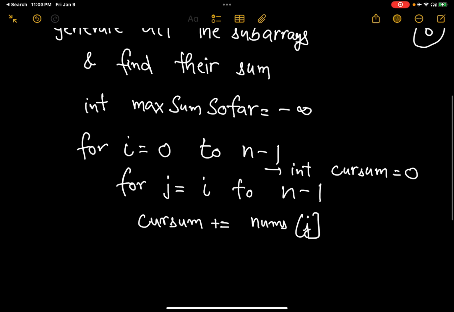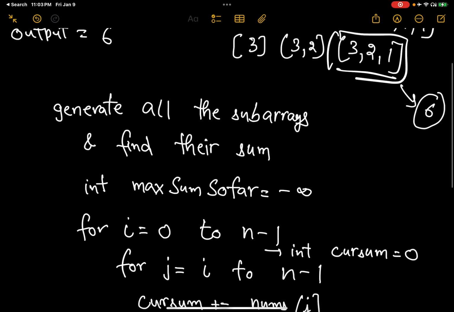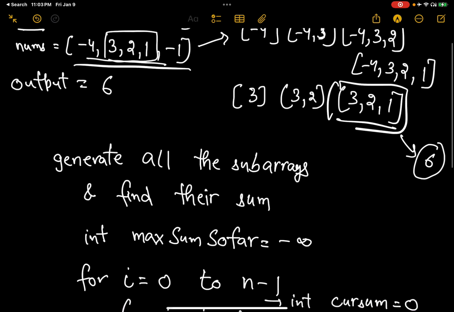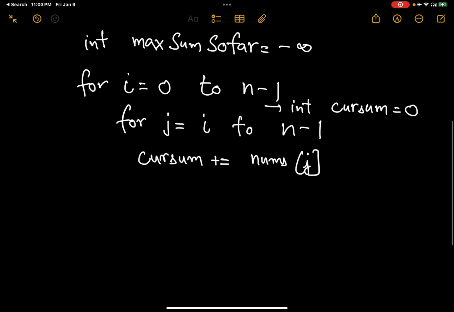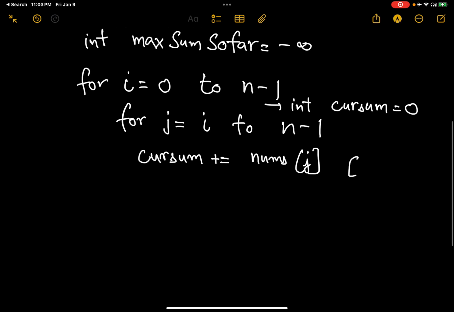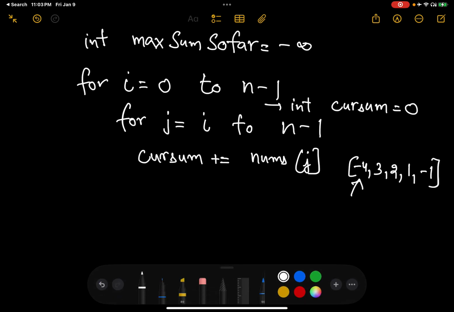and then you will be updating this current sum with the value at index j. Say, in this example, I'll write the test case here: -4 3 2 1 -1. When your index i is at this index, what you will do is have j moving from left to right, from i to n minus 1.